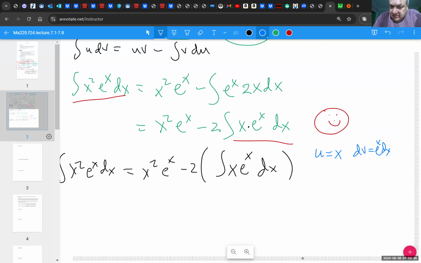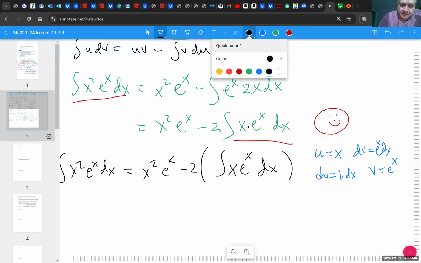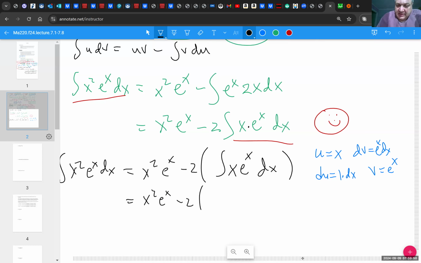Okay. And then I'm going to find du, which is just 1 times dx. And v is equal to e to the x plus some c. All right. So we have our original thing I'm just trying to keep track of. And then the integral of x e to the x dx is going to be another uv minus integral of v du, thing like that.